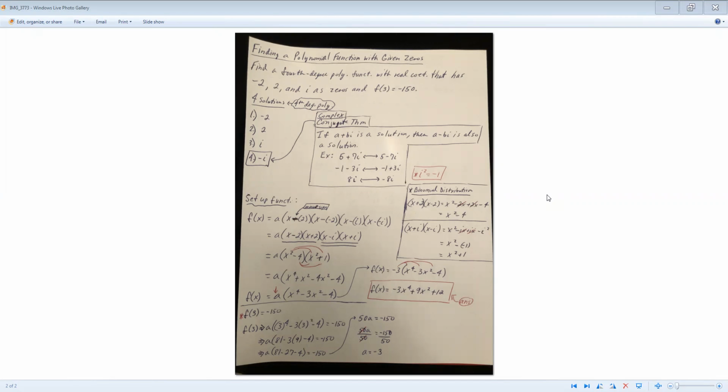So we talked about before how if you have a fourth degree polynomial, a third degree polynomial, a second degree polynomial, that lets you know how many solutions you should receive, even if there's a repeated value. So if I have a fourth degree, that's the highest degree of my polynomial, I should have 4 solutions. Notice they give me 3. They give me -2, 2, and i.